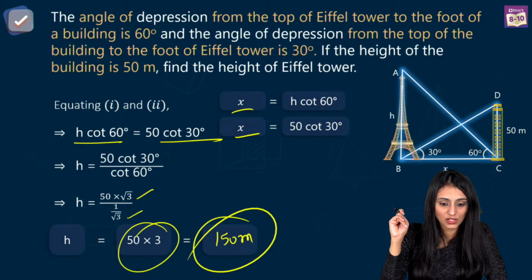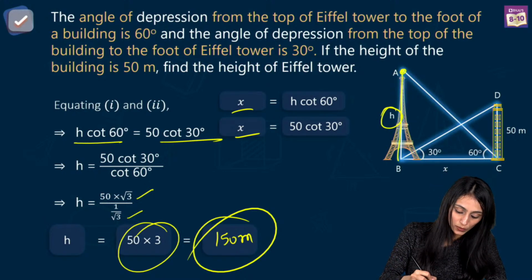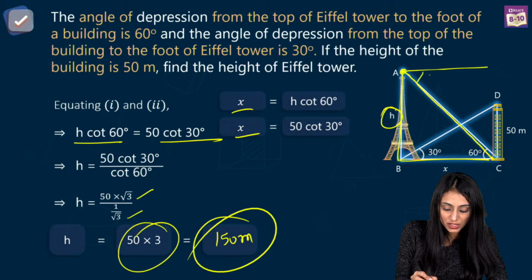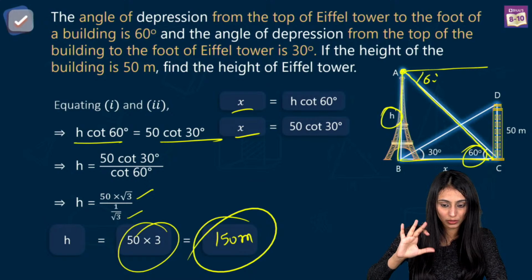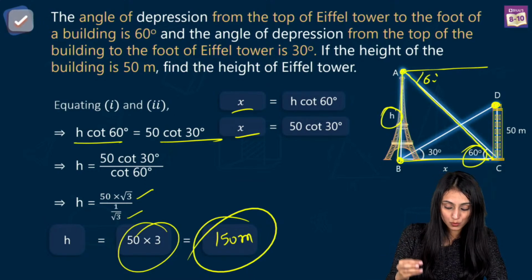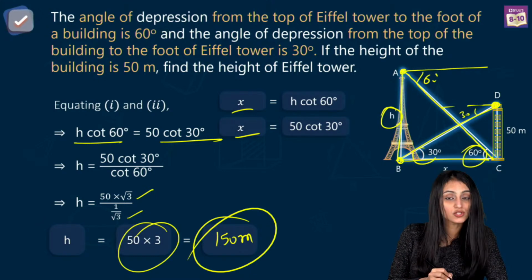What we are doing here is, this is the Eiffel Tower. From the top of the Eiffel Tower, this is the Eiffel Tower's height. Let's assume that as h. From the top here, we are looking down. So what is happening here? Angle of depression is formed at 60. So this will also be 60. Lines are parallel, so alternate angles form over here. From the top of the building, we are looking down at the Eiffel Tower's bottom. So here also an angle of depression is formed. That's 30 degrees. So this will also be 30 degrees.